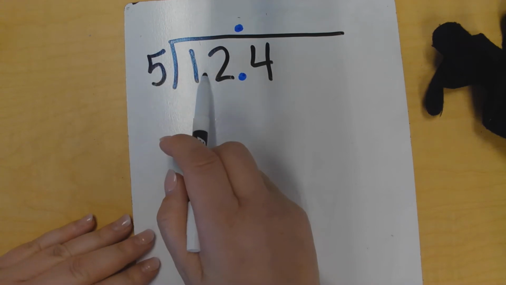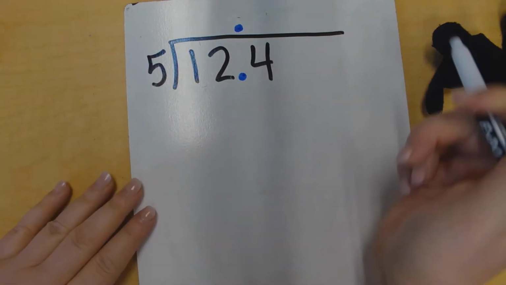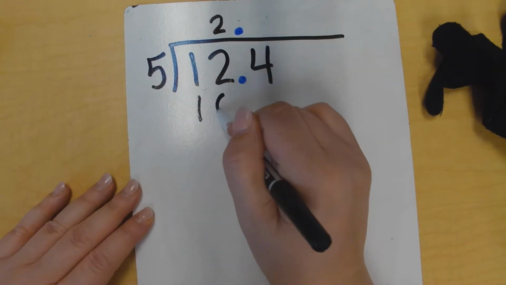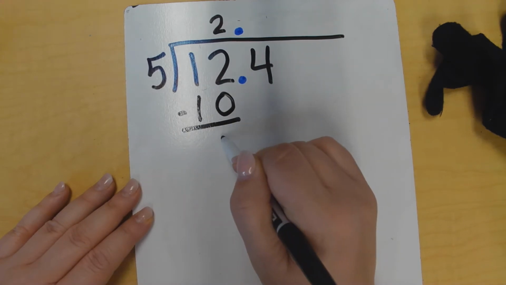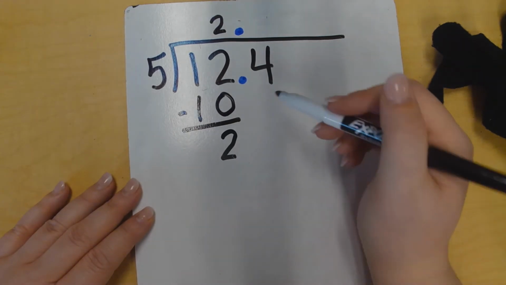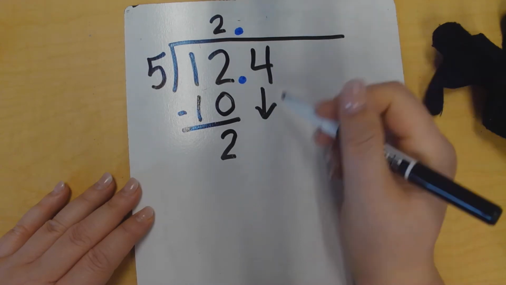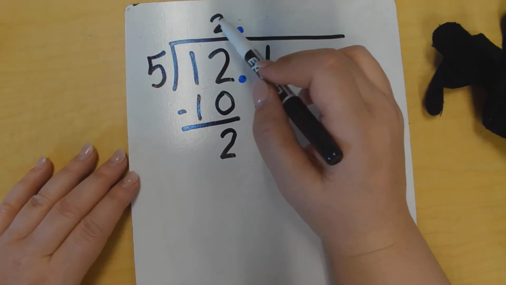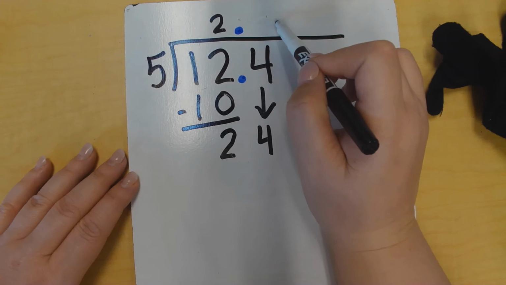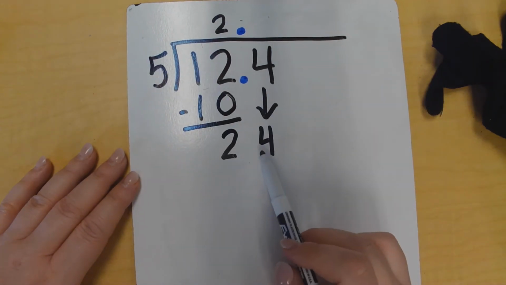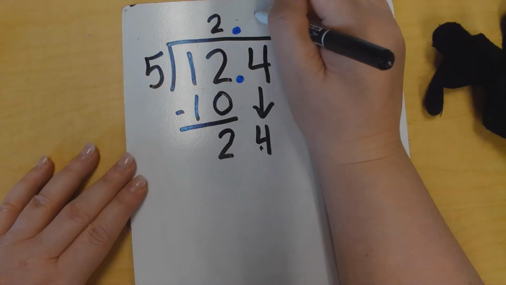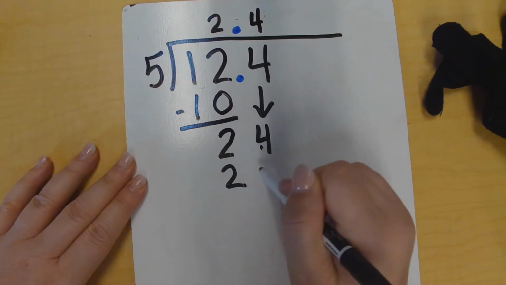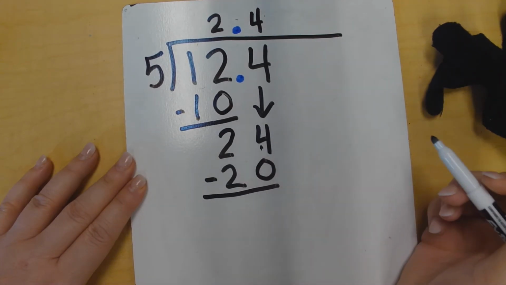So here 5 does not go into 1, but 5 goes into 12. 5 goes into 12 2 times, because 2 times 5 is 10. We're going to subtract that. We end up with 2. We bring this 4 down. We don't need to bring the decimal down because we're only concerned with the decimal being in the right spot for the answer. So 5 goes into 24 4 times because it's not quite 25, so we have to use 20. That's as close as we can get.